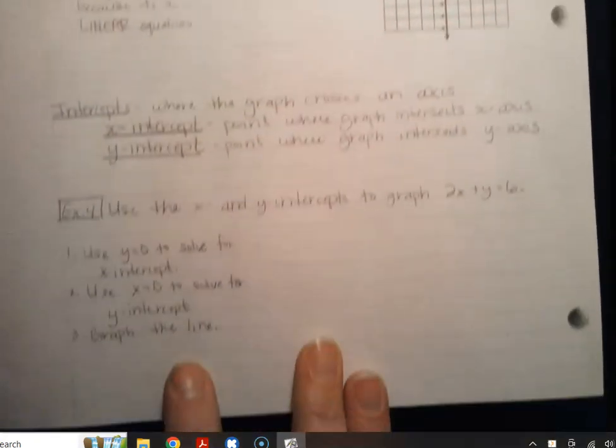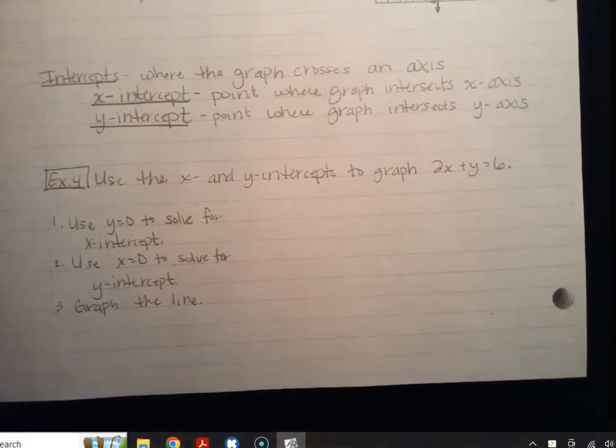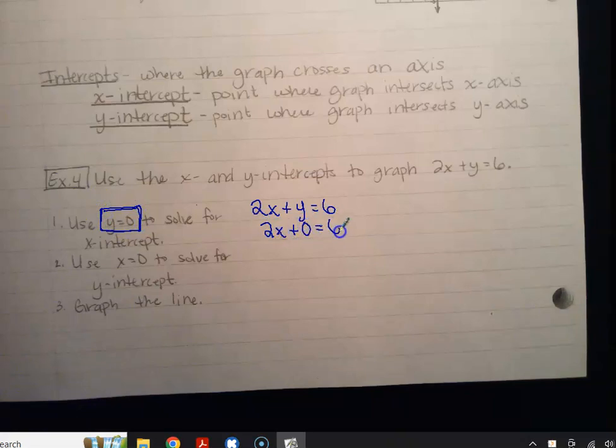Okay, so let's move down to example 4. It says use the x and y intercepts to graph 2x plus y equals 6. This is actually much simpler than it sounds, because you're going to use y equals 0 to solve for the x-intercept. So if I take this equation, 2x plus y equals 6, and use y equals 0, I'm going to have 2x plus 0 equals 6. Then I'm solving for x. So I divide by 2, and x equals 3.